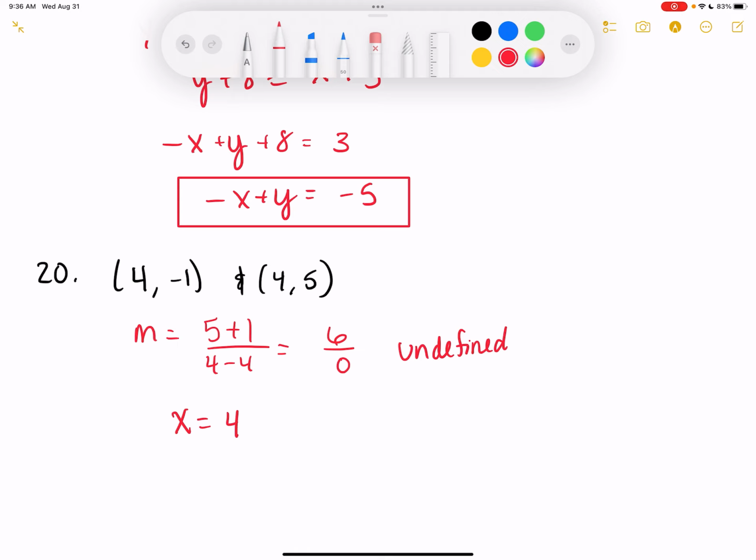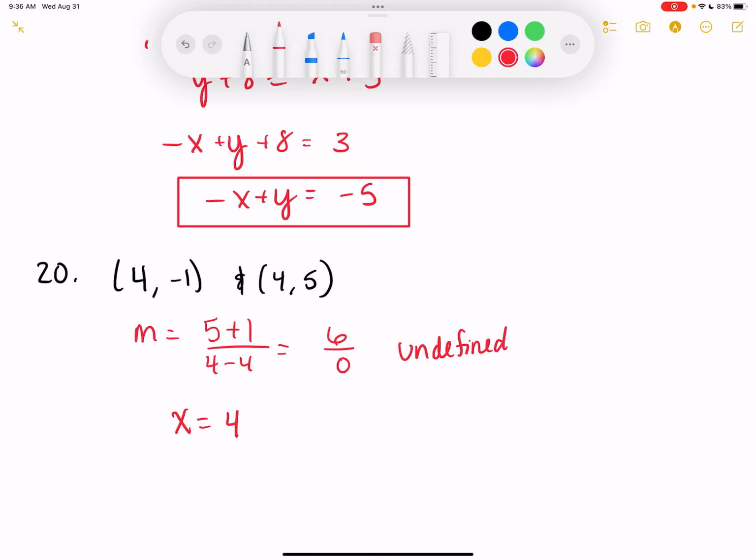If it's undefined, it's going to be a straight up and down line. If it had a 0 slope, so let's say it was reversed and it was 0 over 6, then it would be horizontal, y equals whatever the number was.